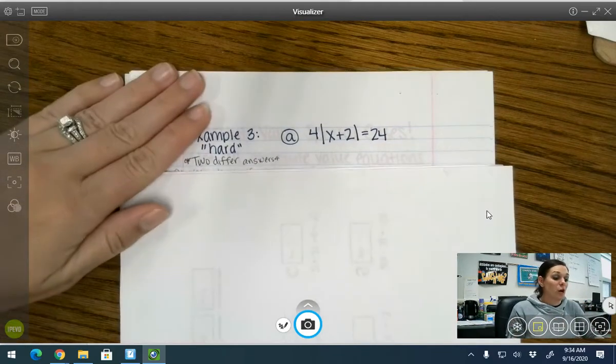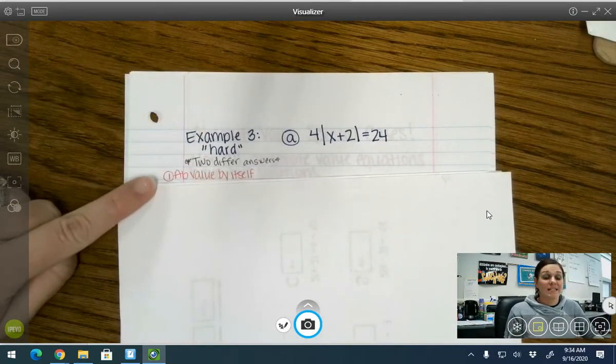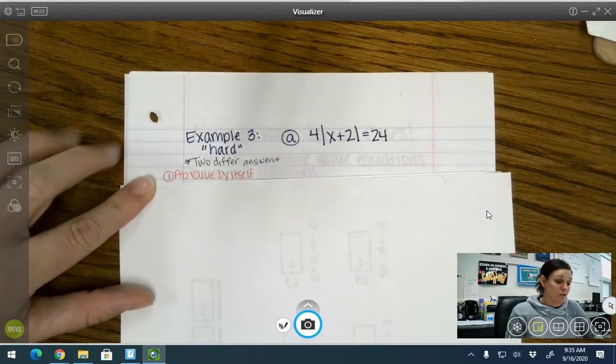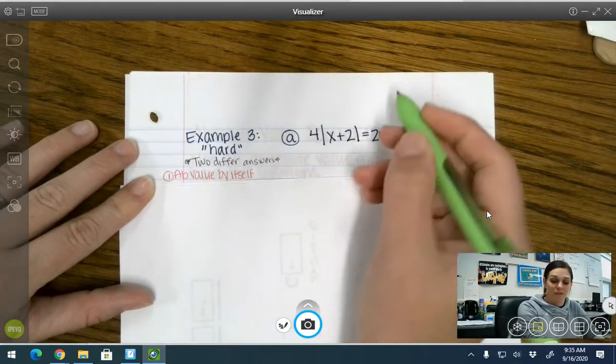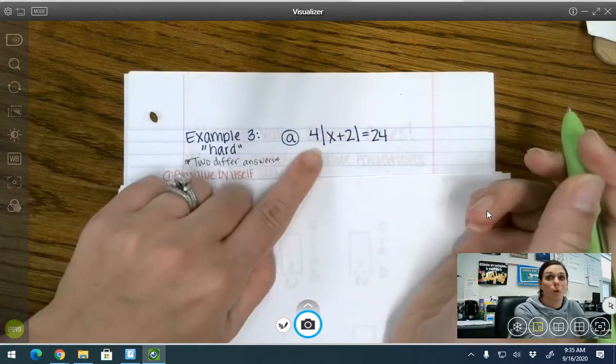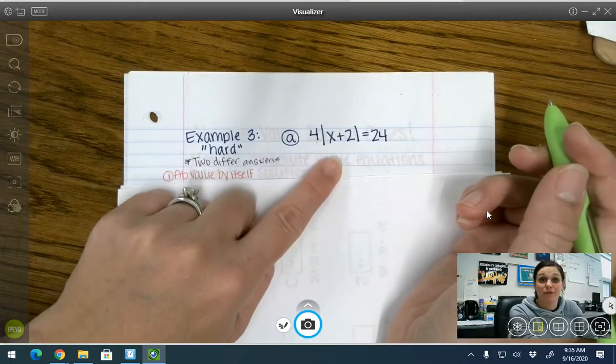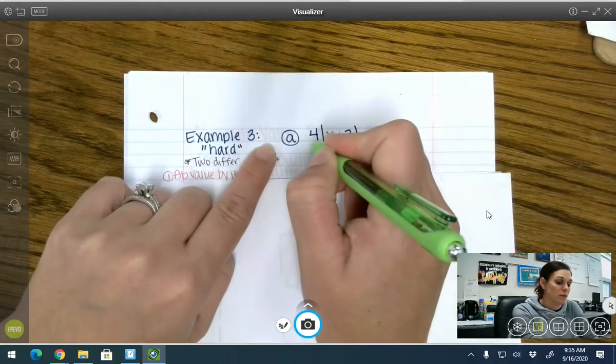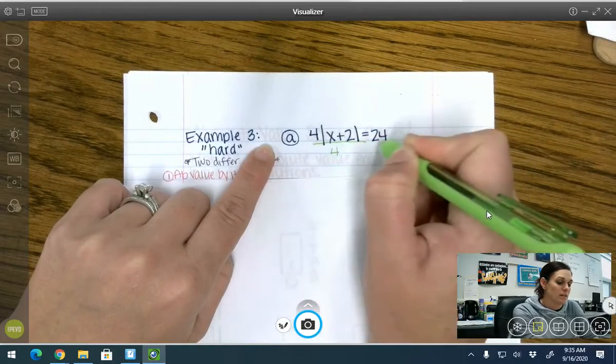All right, so remember, first step, we need to get that absolute value by itself. So my first step in this is I have to get rid of this 4 because it's in the way of this absolute value being by itself. All right, so to do this, I'm going to divide by 4 because that is multiplication.